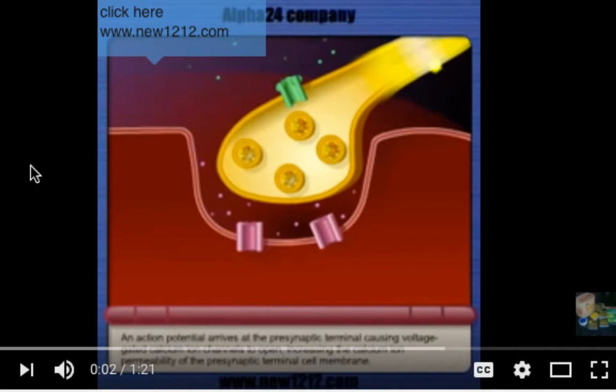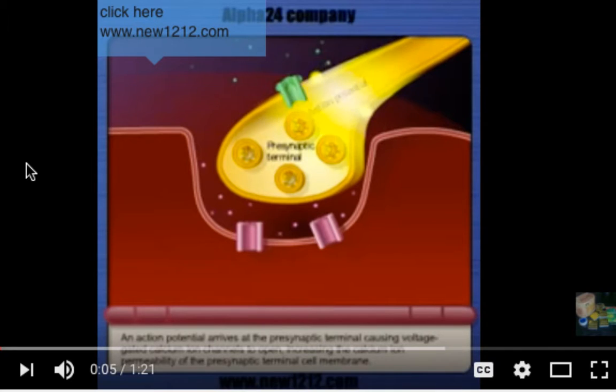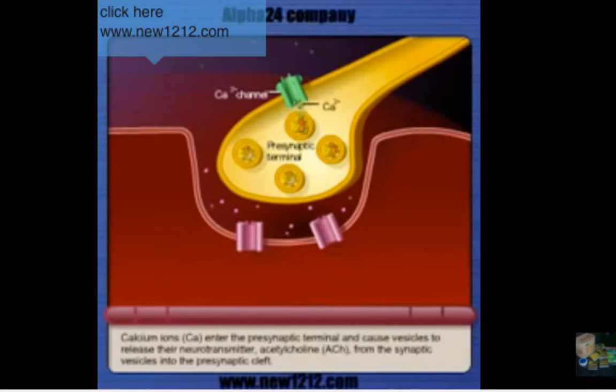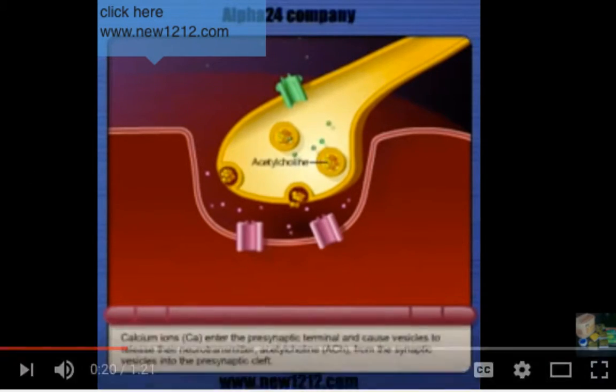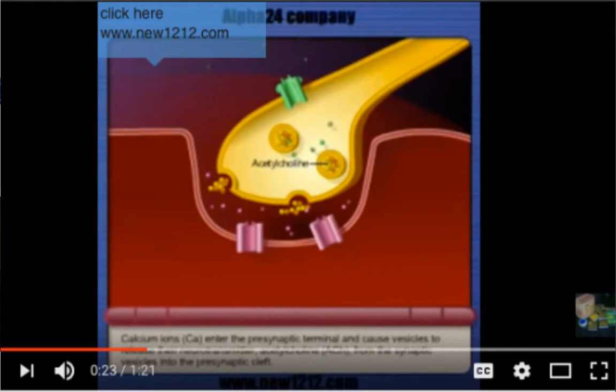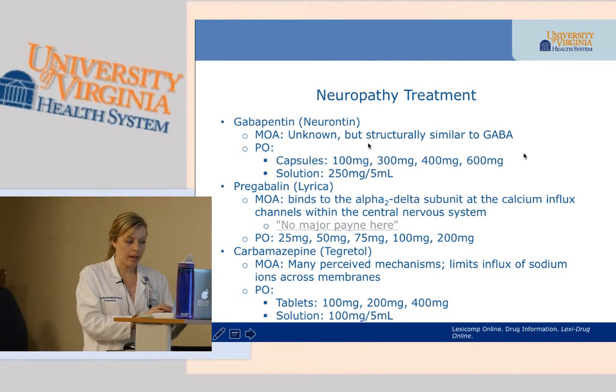An action potential arrives at the presynaptic terminal, causing voltage-gated calcium ion channels to open, increasing the calcium ion permeability of the presynaptic terminal cell membrane. Calcium ions enter the presynaptic terminal and cause vesicles to release their neurotransmitter acetylcholine from the synaptic vesicles. So that calcium influx is where the pregabalin and gabapentin work to prevent further excitatory neurotransmitters from being released from the neuron. So that's how we believe gabapentin works, similar to pregabalin.